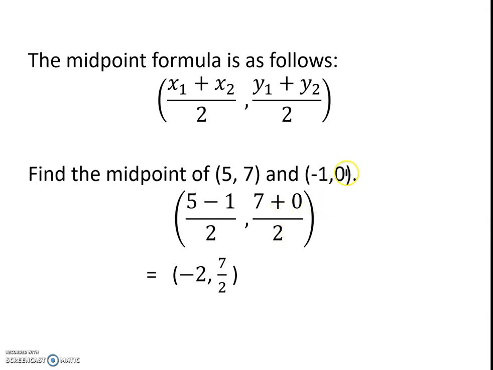The midpoint formula is as follows. If we have those same 2 points, x1 plus x2 divided by 2 is the x value of the midpoint, and y1 plus y2 divided by 2 is the y value of the midpoint. So if I have the 2 points 5, 7 and -1, 0, I have 5 minus 1, or you can think of it as plus a -1, divided by 2, which is 2. And then the y, 7 plus 0, is 7/2. So the midpoint of these 2 points is 2, 7/2.